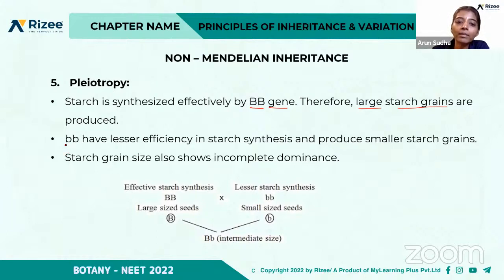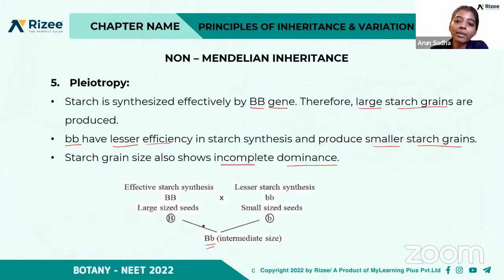And if you take the homozygous recessive, they have lesser efficiency in starch synthesis, so they produce smaller starch grains. So whether the starch grain is large or small is determined by the dominant or the recessive nature of this allele. But the starch grain size also shows incomplete dominance. So what do you mean by this? If BB is crossed with the homozygous recessive, that is small size, the F1 generation, the heterozygous form, shows the intermediate size. So this shows the presence of incomplete dominance.